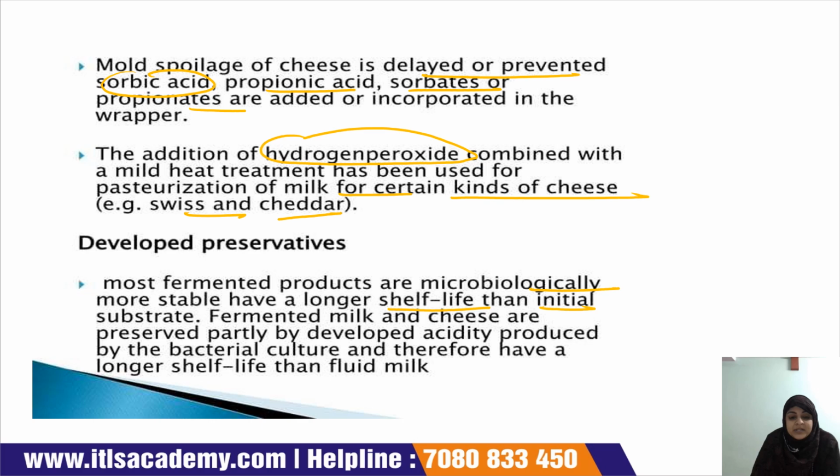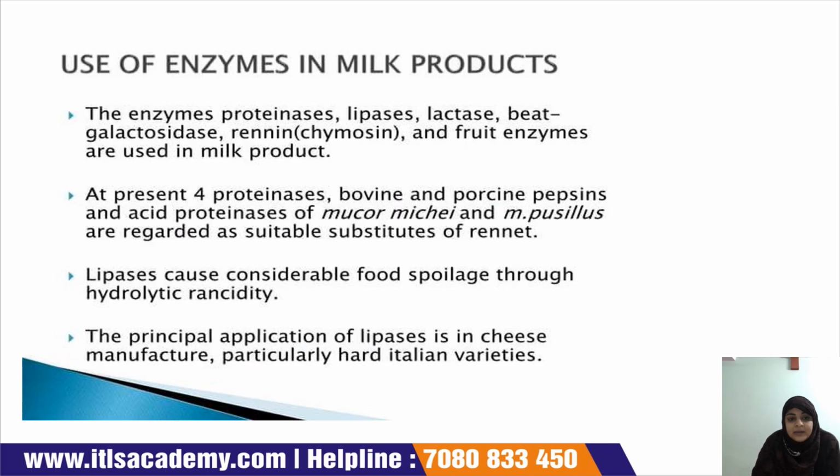Fermented milk and cheese are preserved by the partially developed acidity produced by a bacterial starter culture, and therefore they have a longer shelf life than fluid milk. Uses of enzymes in milk products: different enzymes like proteinase, lipase, lactase, beta galactosidase, renin, and fruit enzymes are used in milk products. There are four proteinase enzymes, like bovine and porcine pepsin, and acid proteinases of Mucor miehei and Mucor pusillus, which are regarded as suitable substitutes for rennet.